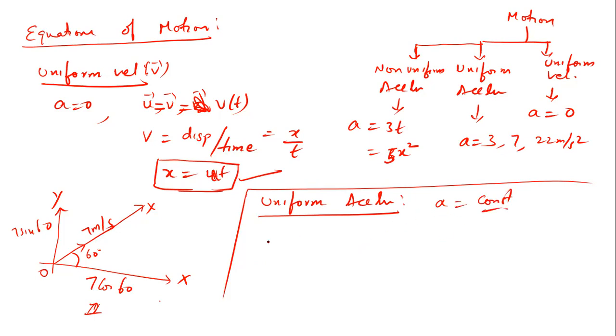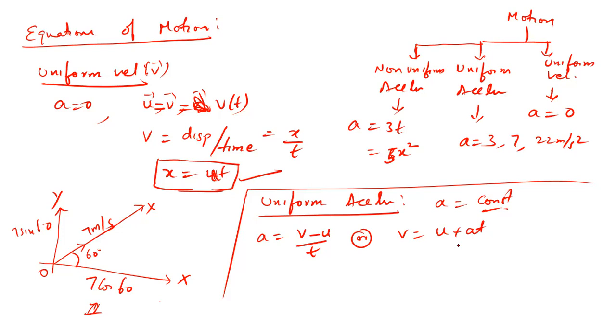In uniform acceleration, we say that the a value is not a variable quantity, a equal to constant. By basic definition, I can write a equal to v minus u divided by t, or v is equal to u plus at. What is this expression? This is for final velocity.